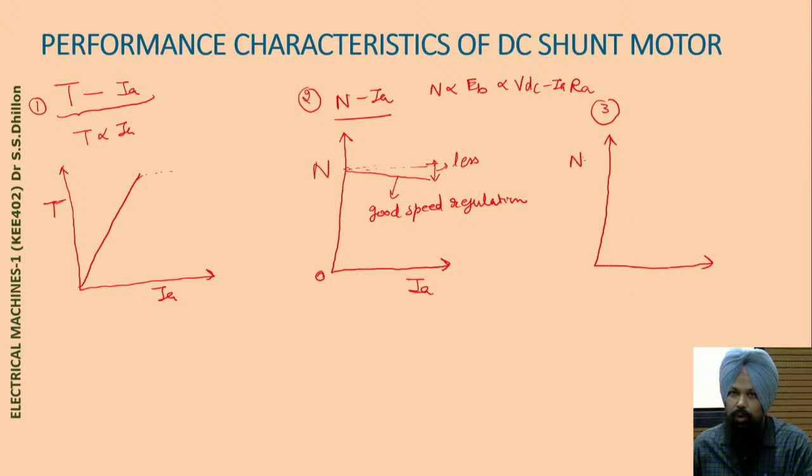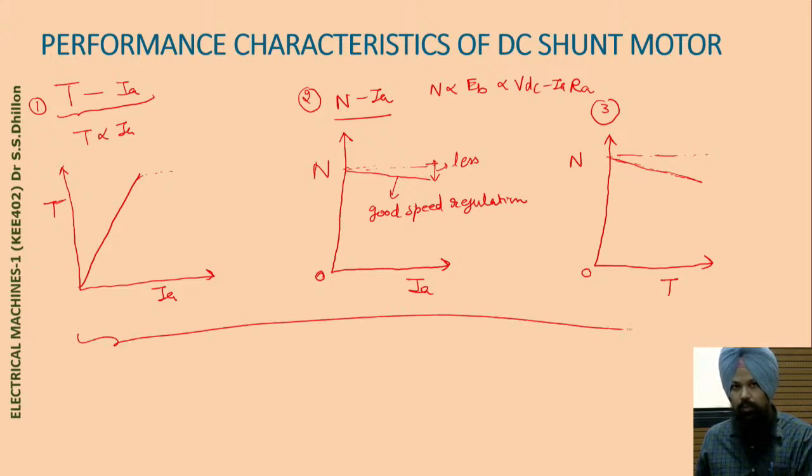This is the speed, and this is the torque. Torque is directly proportional to your armature current, and this is the ideal level of the speed. This is the particular curve for the speed as the torque increases on the shaft of the motor. So these are the performance characteristics of a DC shunt motor.